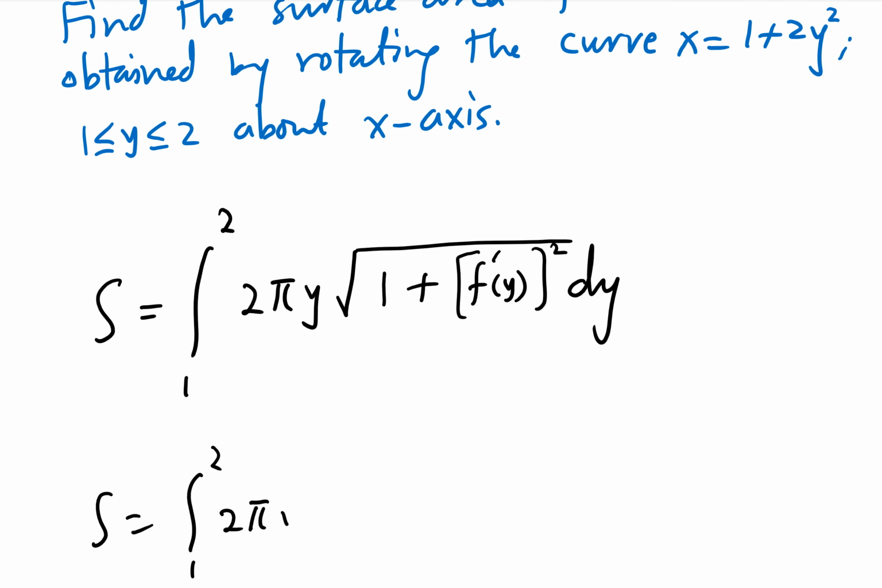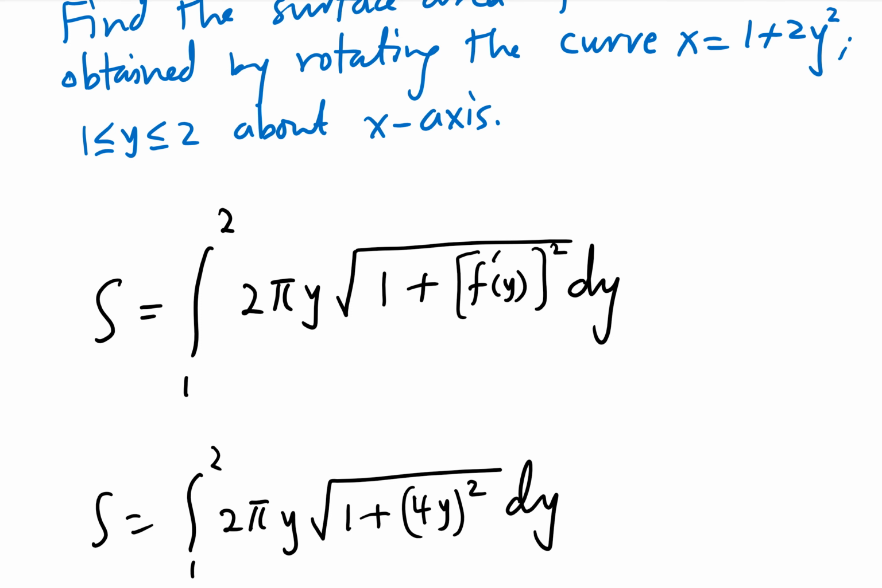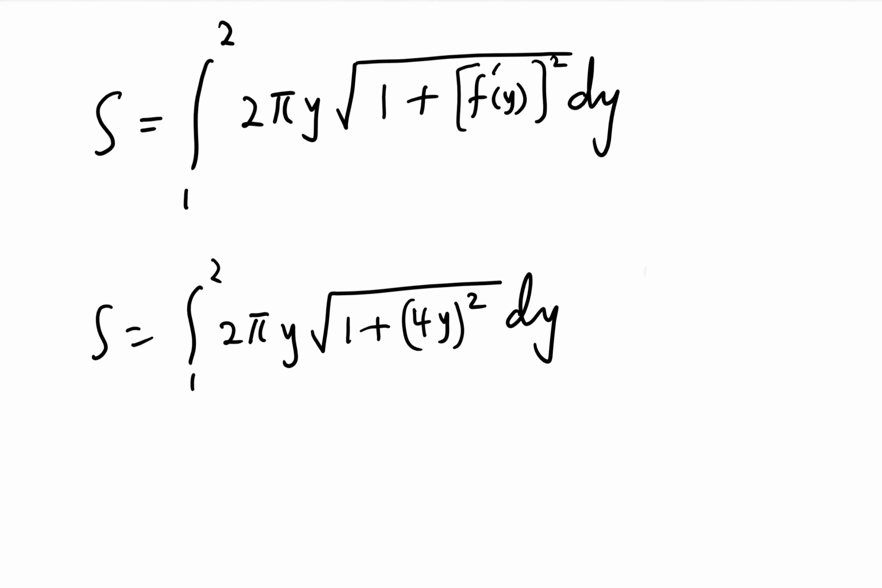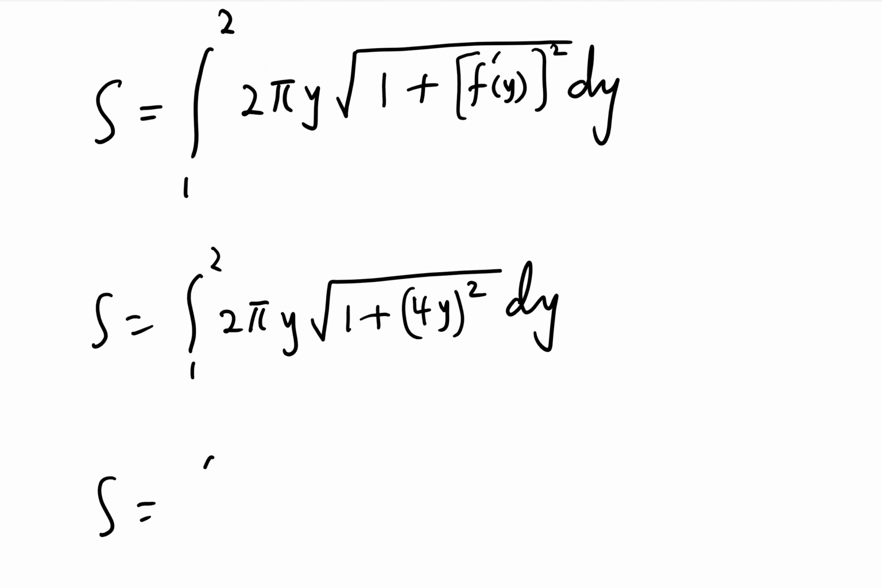2 pi y, 1 plus. Derivative of that one is what? 0 plus 4y, right? 4y squared dy. You can take the 2 pi out if you like. Keep the y here. 1 plus 16y squared.